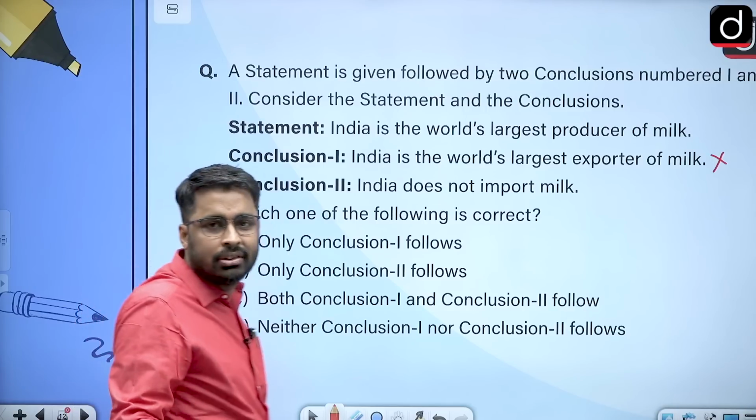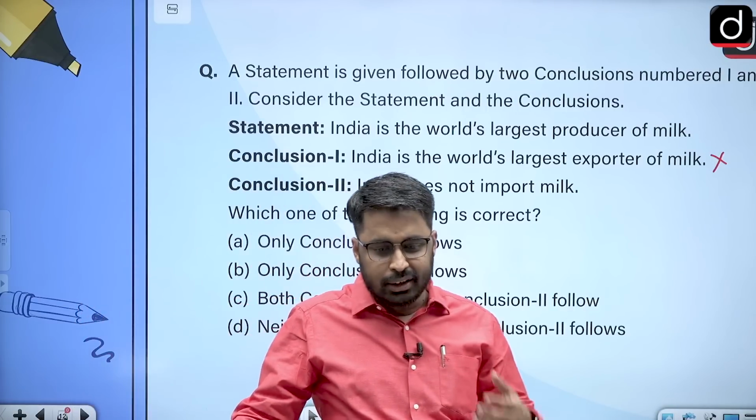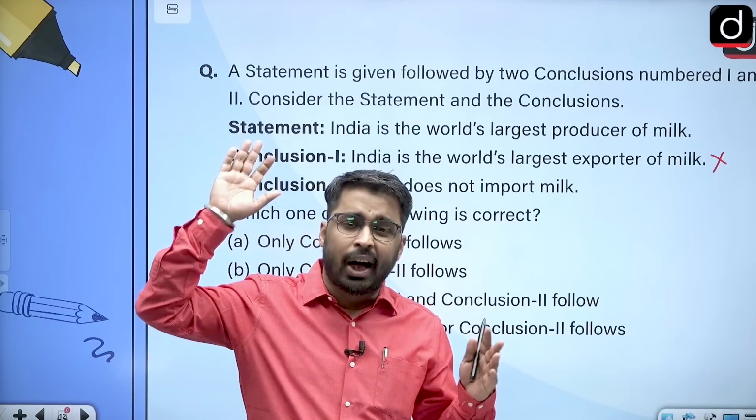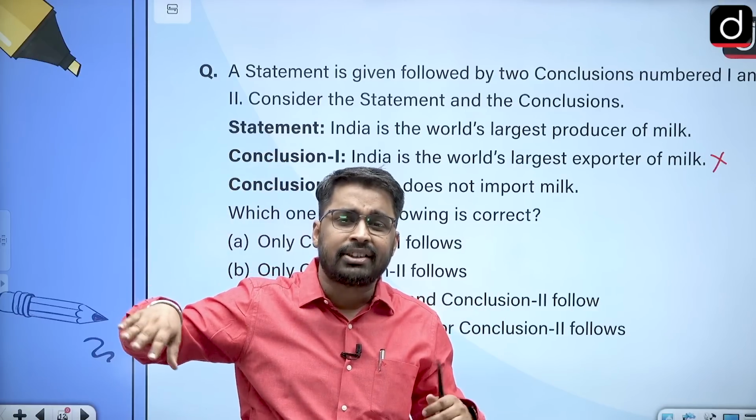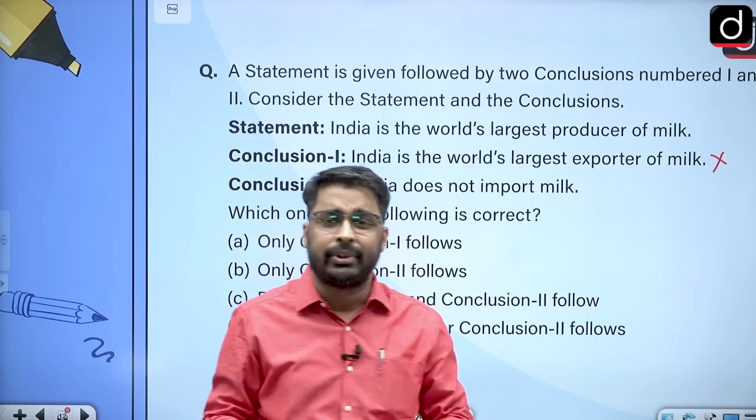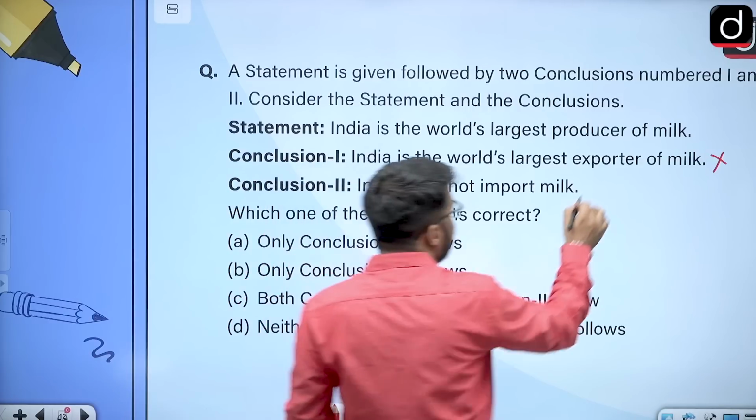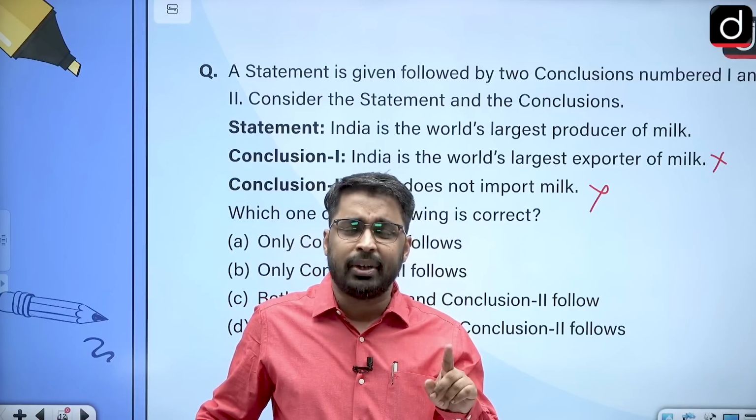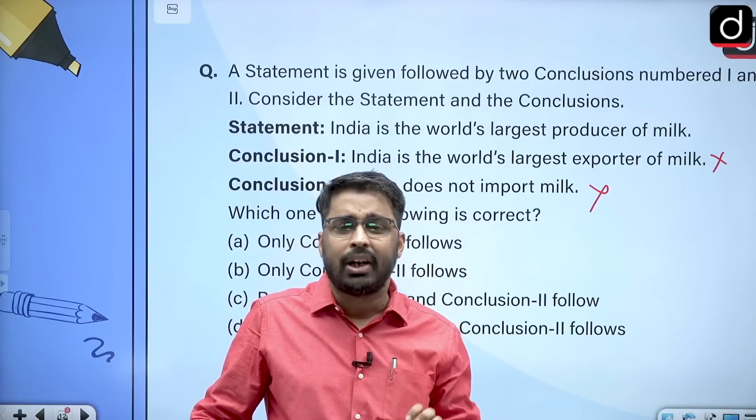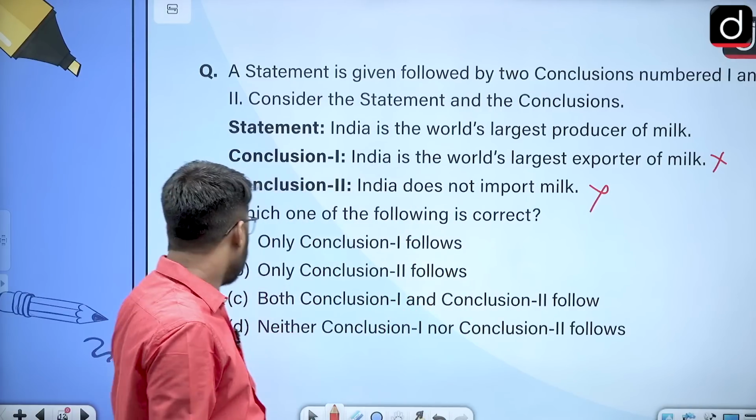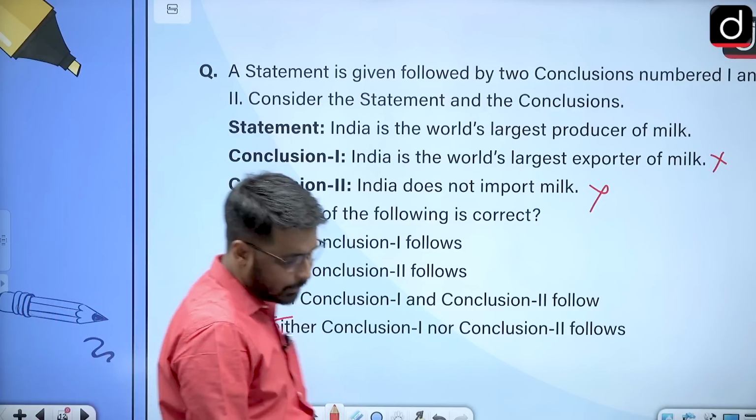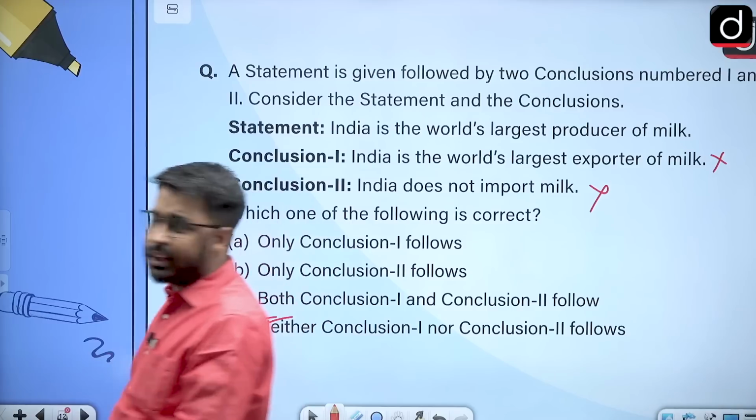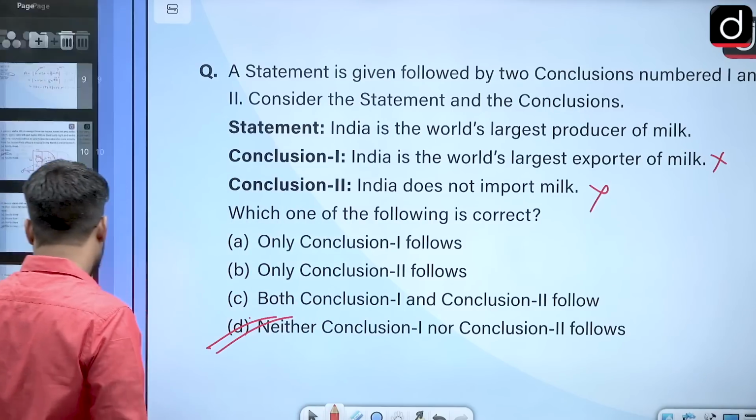Conclusion 2: India does not import milk. Sir, we cannot say this. Even though we produce the largest milk in the world, let's say our consumption is so high that even after producing the largest in the world, we are not able to fulfill our domestic need. So we cannot say that India does not import milk. It could be a case. So here my answer would be neither conclusion 1 nor 2 follows. I cannot say anything about this. Fine.